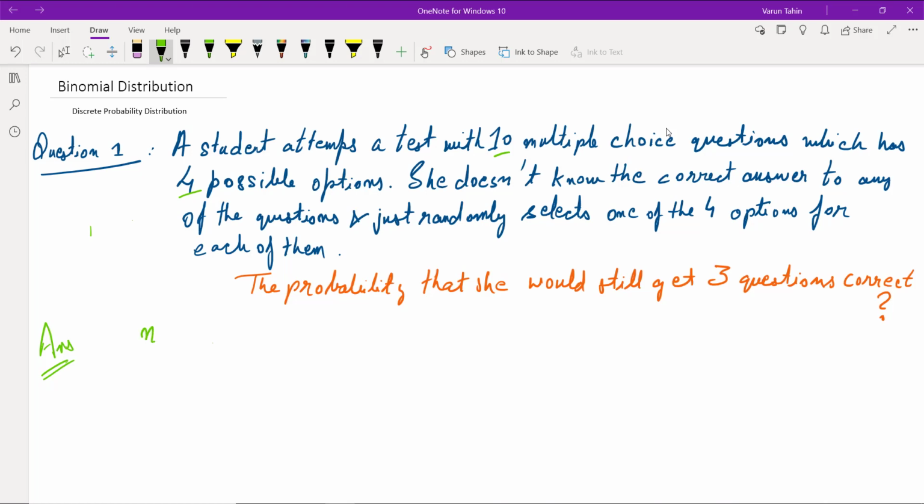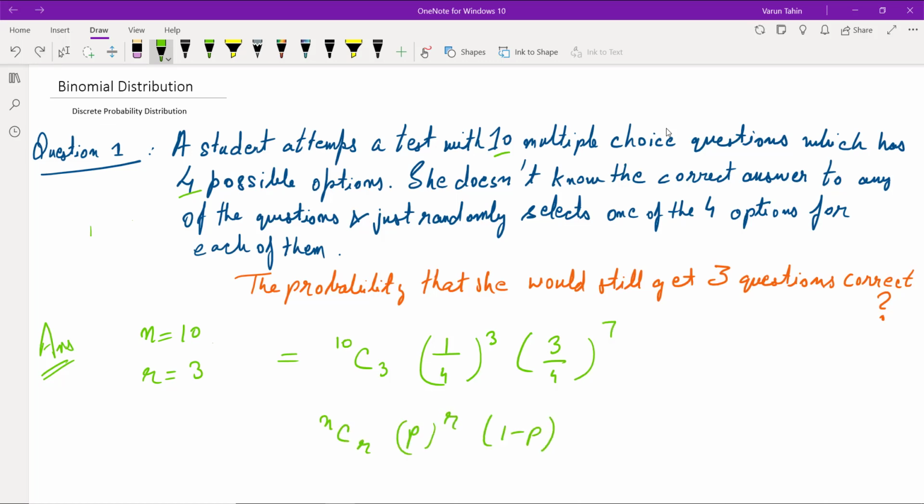So the total number of trials is 10, so n becomes 10, then r is 3 because she needs to get 3 questions correct, and so the formula becomes 10C3 (1/4)^3 (3/4)^7. How did I get this? So this is the formula, if you remember. So if you substitute the values here, you will get this.